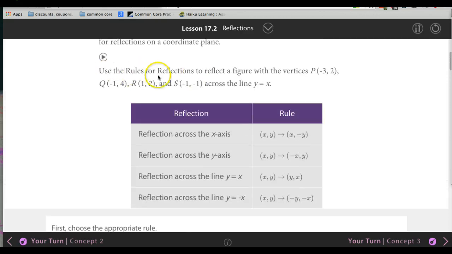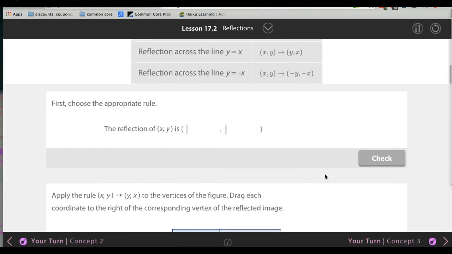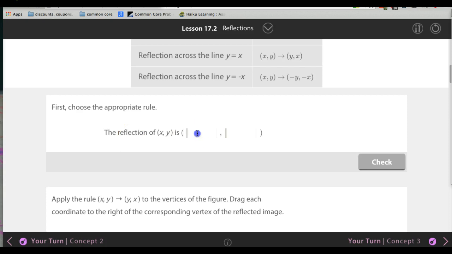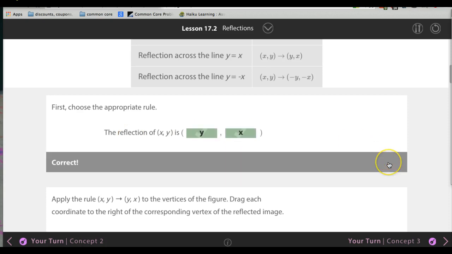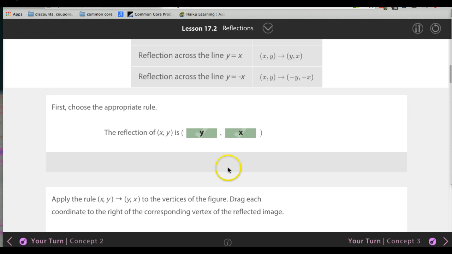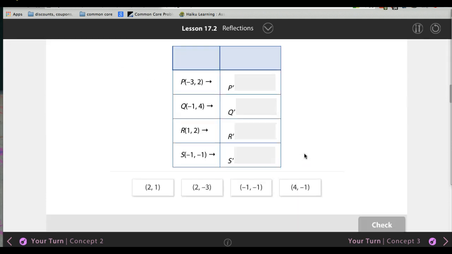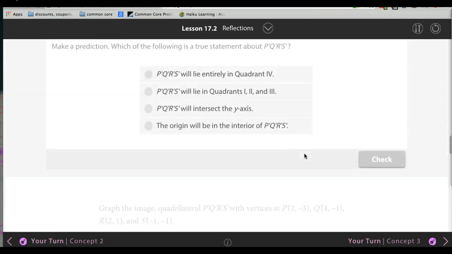It says use the rules for reflections to reflect a figure with these vertices across the line y equals x. So what are we using? We're going to have to use this formula right here. The x and y just switch over. The x becomes the y and the y becomes the x, right? So the reflection is going to be (y, x), because that's what we're supposed to do. And when I click on check, it says, oh, you're right. So anyhow, go ahead and follow all the steps.